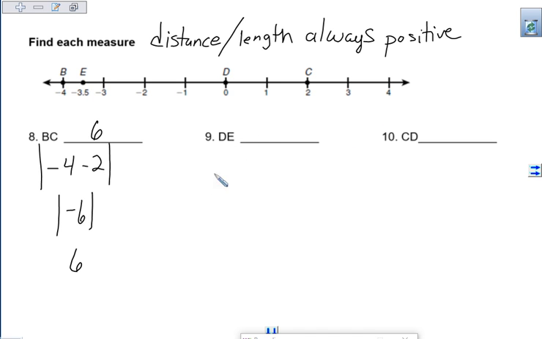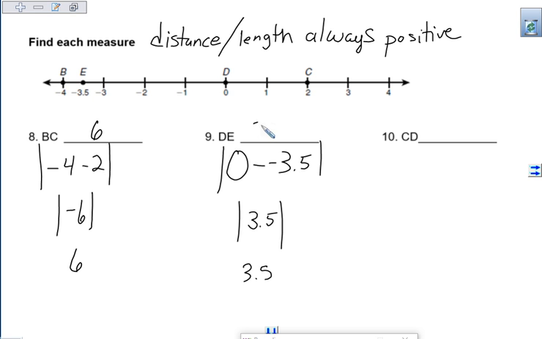Okay, then we have DE. How do we find that length? Again, absolute value. D is at 0, minus a negative 3.5. That's the absolute value of 3.5, which is still 3.5. And then we want the length of CD. C is at 2, D is at 0. So the absolute value of 2 minus 0 is the absolute value of 2, which is 2.